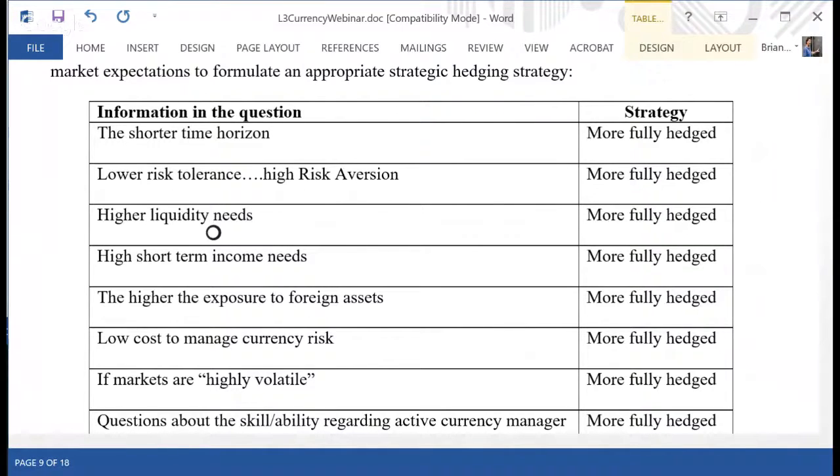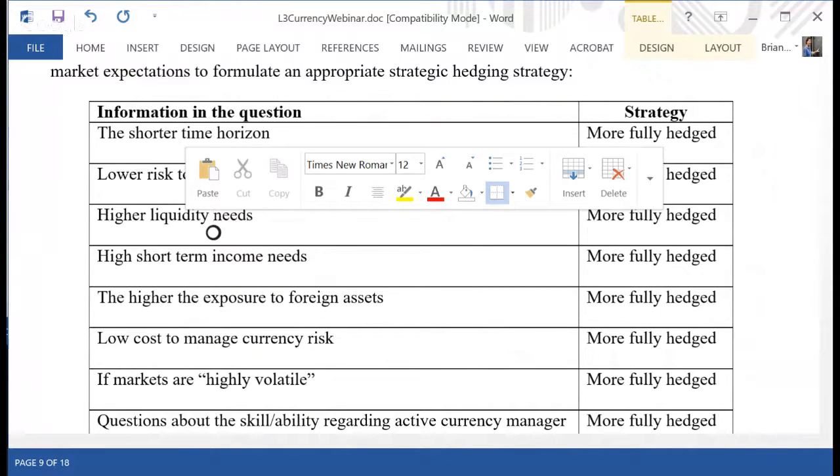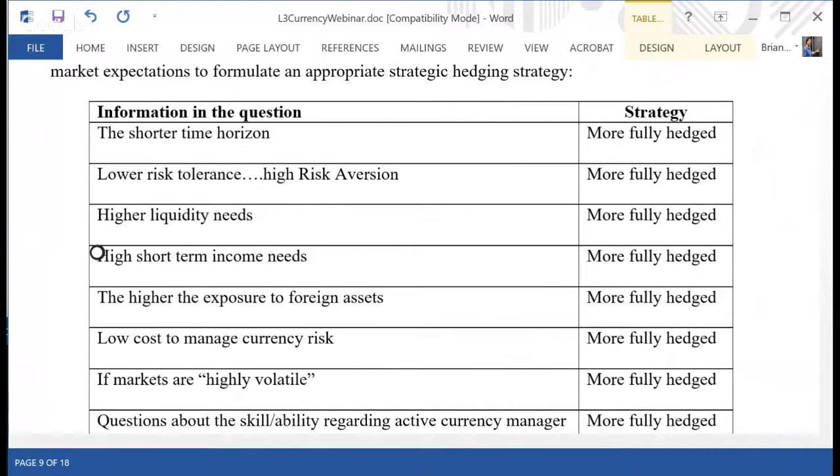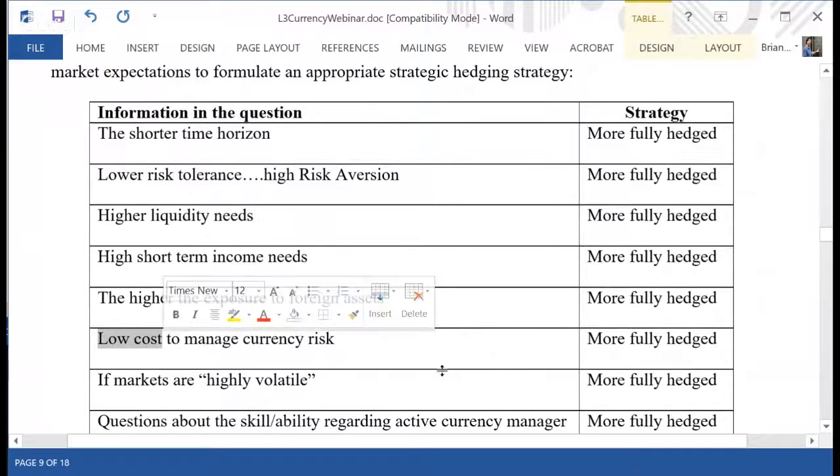What about income needs? The textbook talked about this and just said, yeah, if we need income, then probably closer to being fully hedged again. What about if they talk about the larger the percentage of our exposure to foreign assets? Then it makes sense. Hey, we've got a large exposure there. It might make sense from a cost-benefit point of view to be hedged. Costs, they mentioned that as well. How about low costs? The lower the costs, the cheaper it is to hedge.